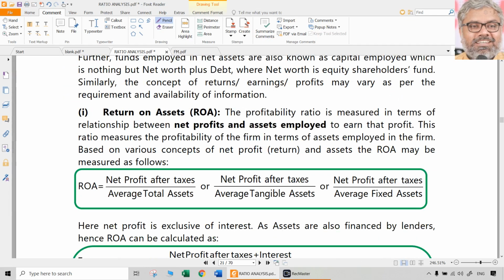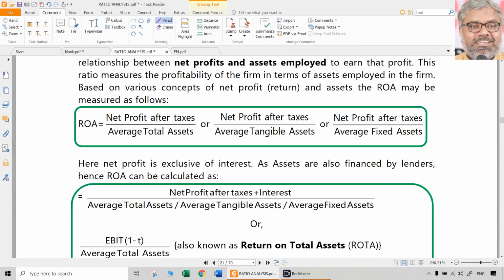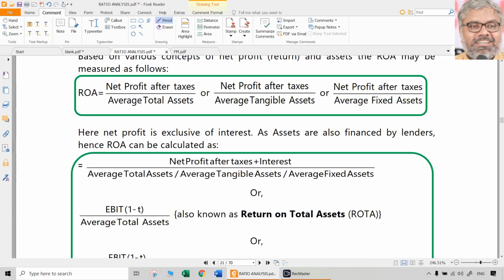So let us look at each of them one by one. What is return on assets? There are different ways of calculating return on assets. One of the best ways is net profit after taxes divided by average total assets.